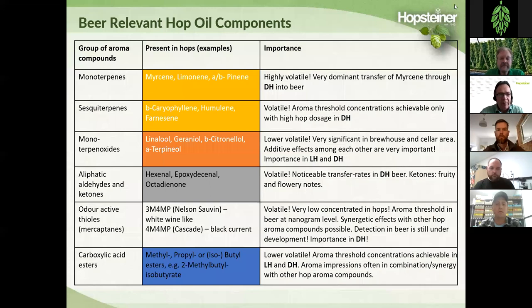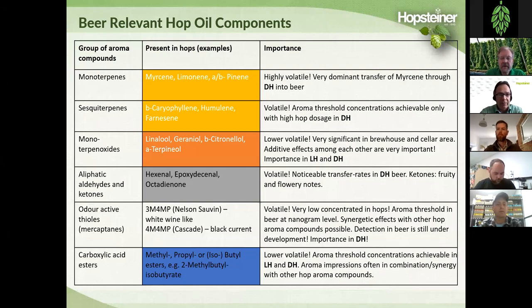And these compounds have a very low polarity. That means they always try to find a way to hide away from the beer, from the liquid. And because of this low polarity, normally you don't find them in a reasonable concentration in late hop beers. But you can find them in high concentrations in dry hop beers, depending on the amount of hops that you add to the beer.